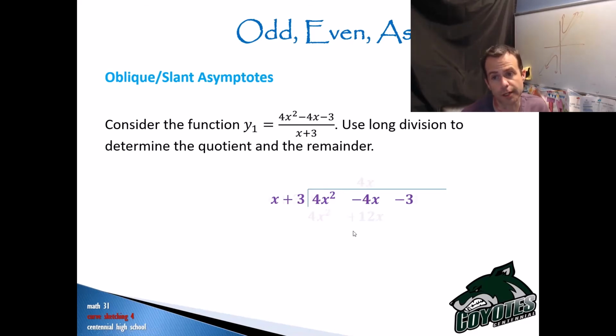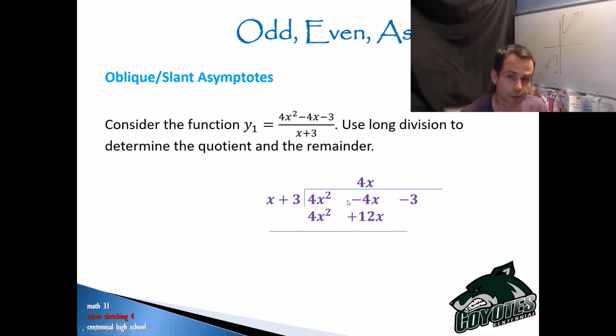Well, I need a 4x, so I put the 4x on top. 4x times x is 4x squared. 4x times 3 is 12x, and now I'm ready to subtract. 4x squared minus 4x squared is nothing. Negative 4x minus 12x gives me negative 16x. So now I'm looking at negative 16x minus 3.